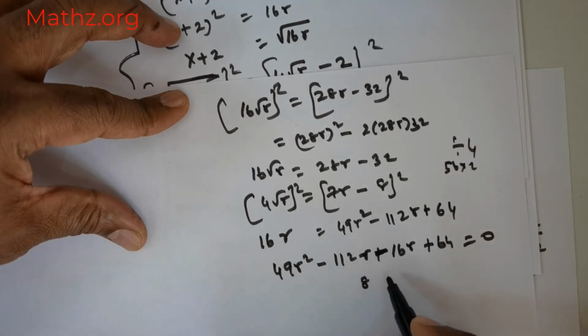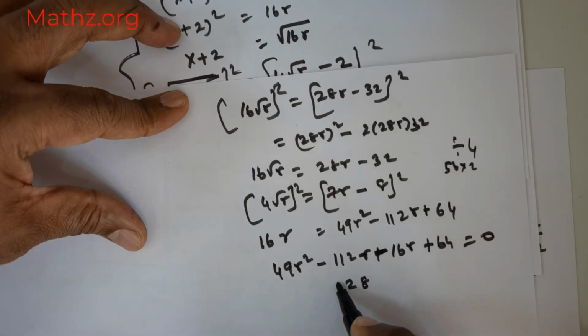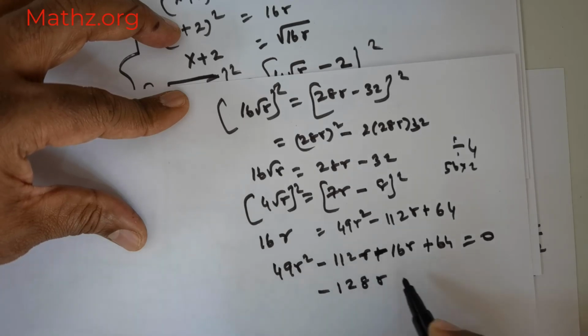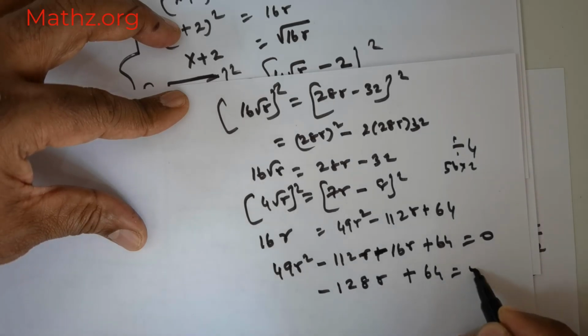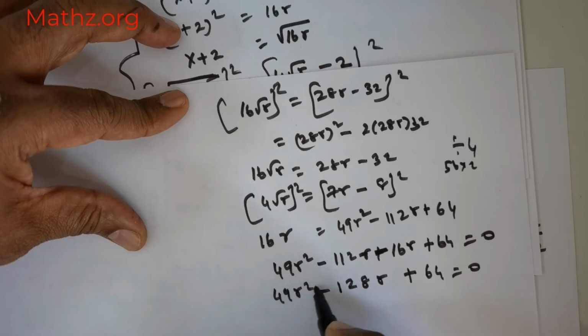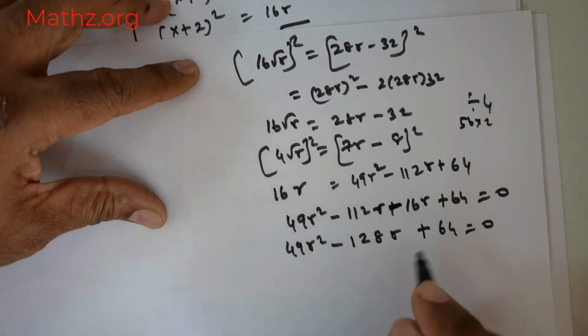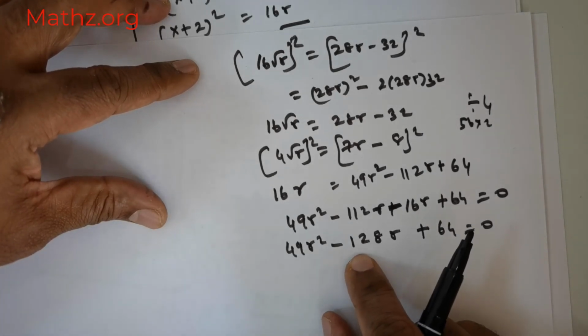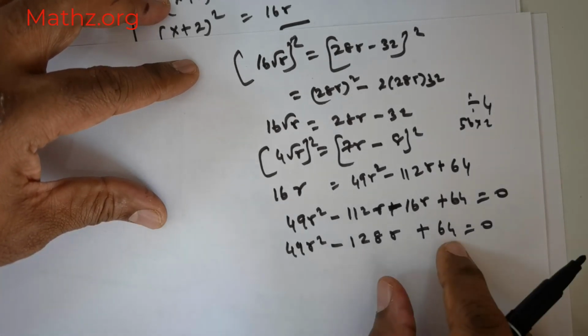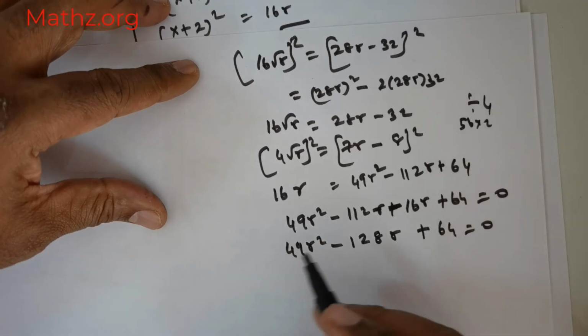Now you add this, you get minus 128r, and positive 64 is equal to 0, and 49r squared. Now we are doing all this to get the radius of the small circle. Okay, this is what we got. We can't reduce anything further, so we have to apply the quadratic formula.